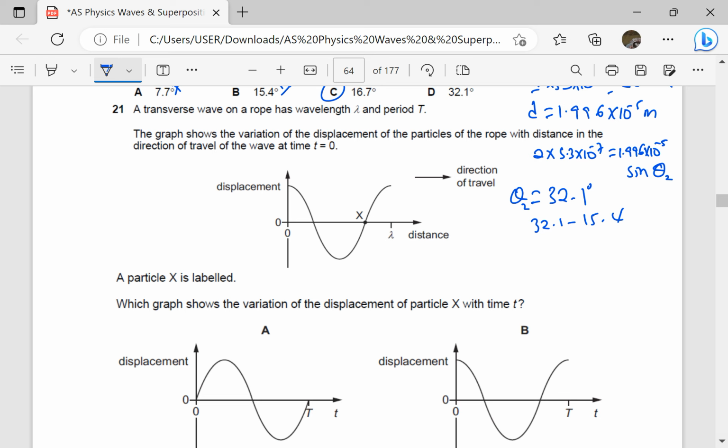A transverse wave on a rope has wavelength lambda and period T. The graph shows the variation of the displacement of the particles of the rope with the distance in the direction of travel of the wave at time t equals 0.